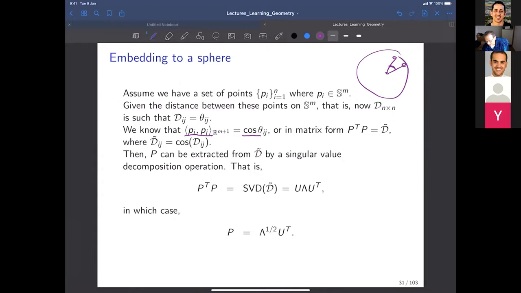So if the cosine of the vector squared is given, what you need to do is nothing but SVD to D tilde, where D tilde is nothing but the cosine of your entries to the matrix, okay? So you take the cosine of all points, and this is how you would extract back the coordinates. So there is a way of extracting back the coordinates also when you are embedded on a sphere.